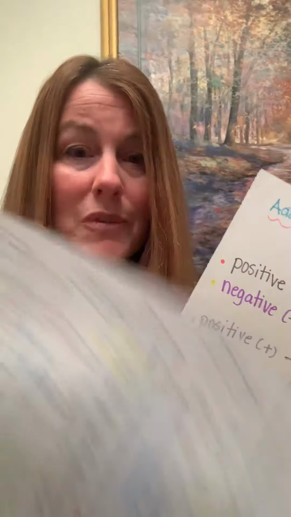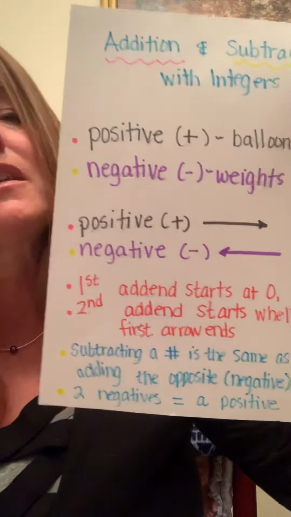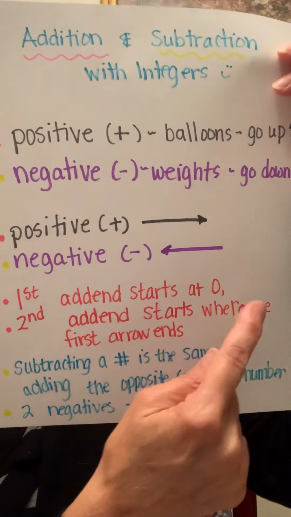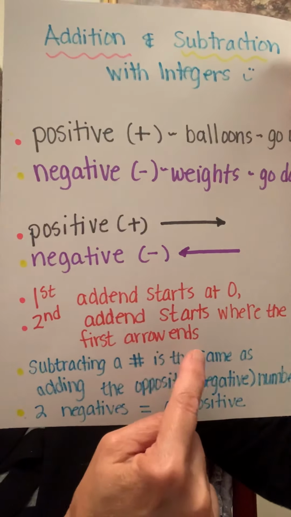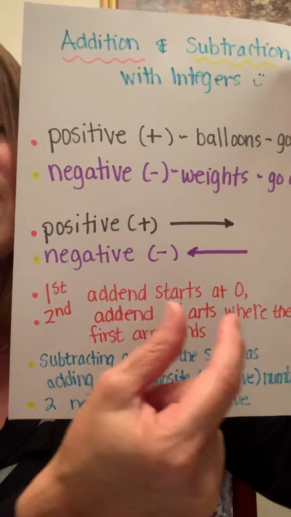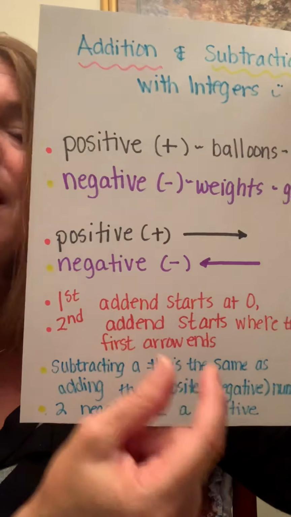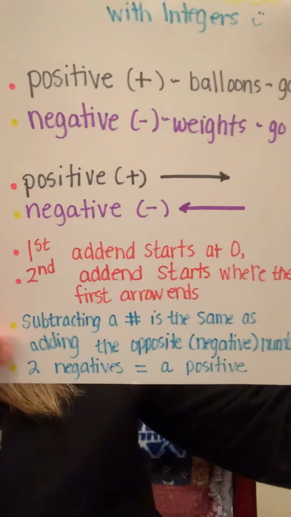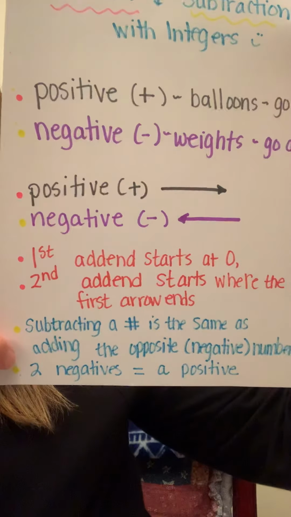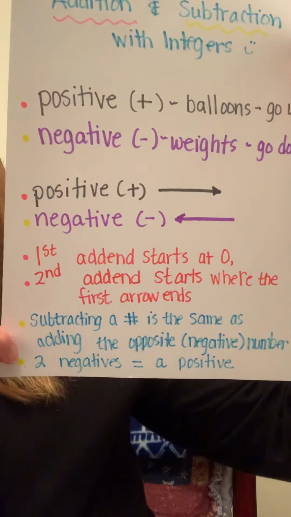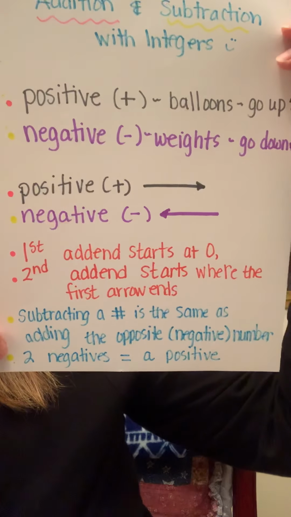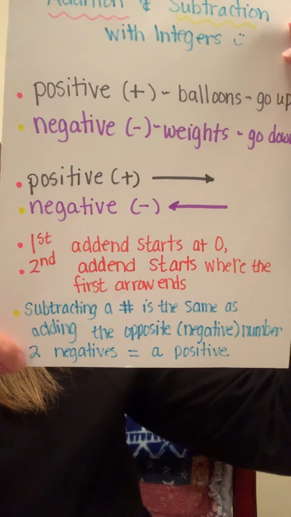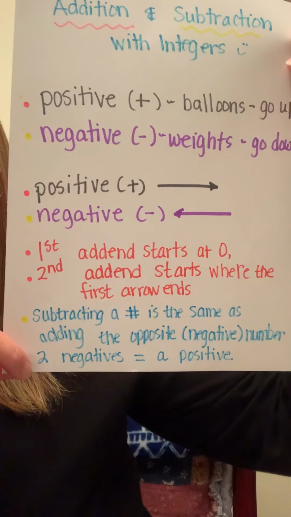And I'm going to show you some sample ones here. It's going to start at 0. The second addend will start where that first number left off, okay? Where that first addend ended, that's where the next one is going to start. And when you are subtracting a number, it is the same as adding the opposite or the negative number. Also remember that two negatives equal a positive.